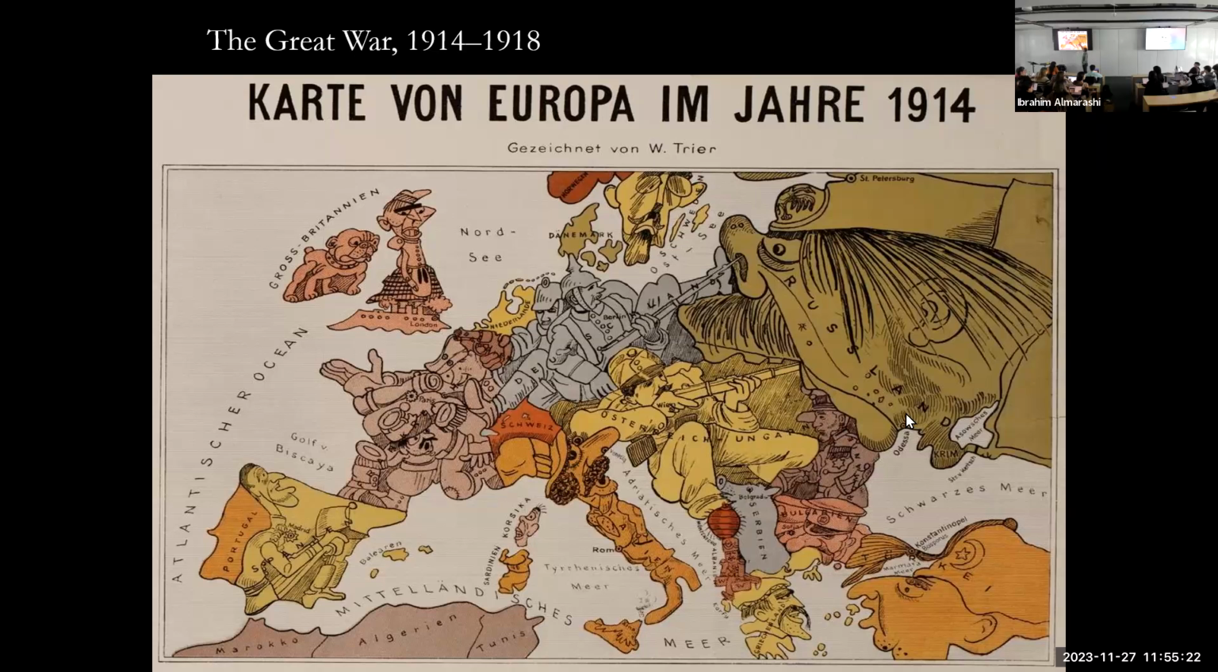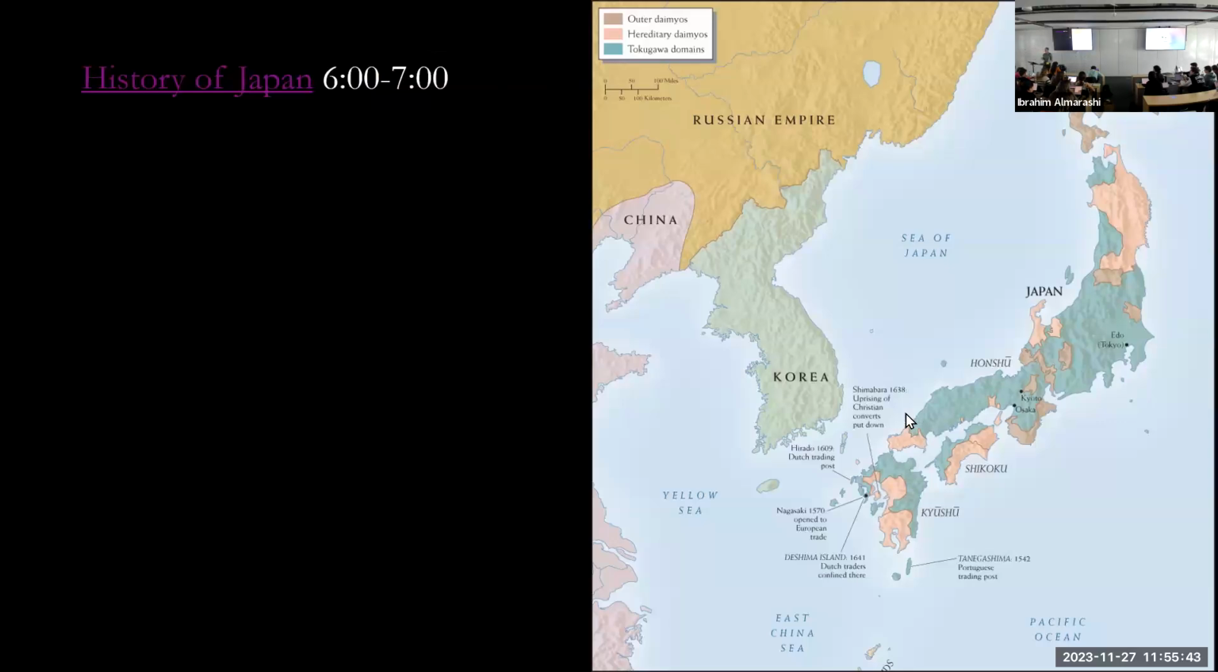Look at Russia about to swallow Germany and Austria. At the same time, what is France's, and right here, that is Belgium, okay? So, you get an idea how it seems like World War I is going to break out at any moment. All it takes is a single spark.